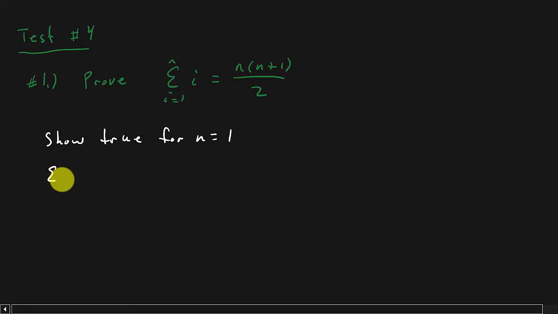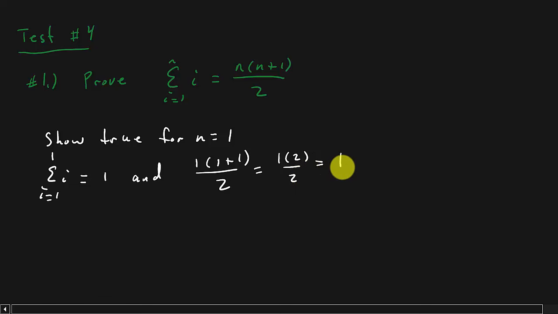So we do the sum i equals 1 to 1. And so i's going from 1 to 1. We just plug the 1 in for i. And then we got to plug the 1 in for n right here. So that's going to be 1 times 2 over 2, which is 1. So they both equal 1.